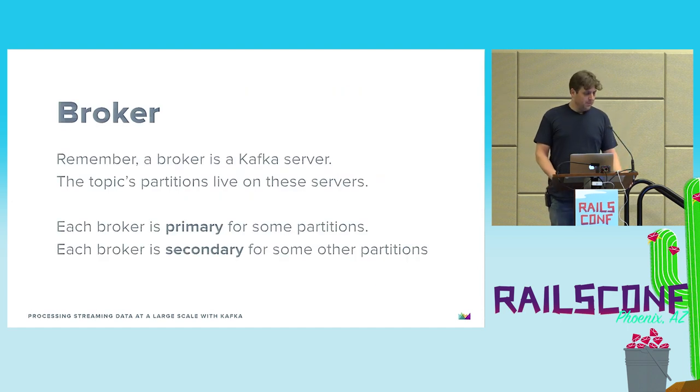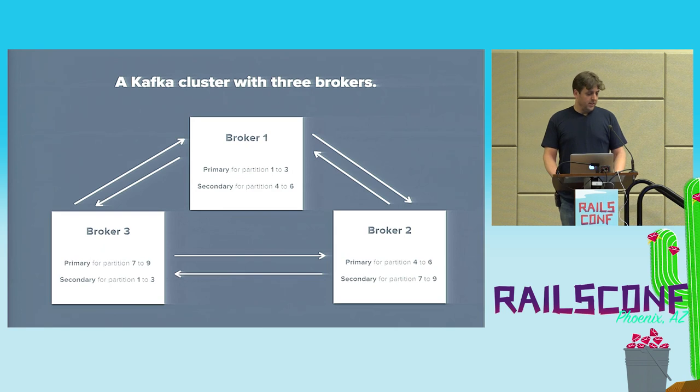So next up is the broker. A broker is the Kafka server, and the partitions and the messages live on these servers. And a broker is always the primary for some partitions and secondary for others. And that looks like this. So say we have three brokers. Broker one will get 1 to 3 as primary. Broker two will get 4 to 6. Three will get 7 to 9. And actually, all these brokers will be secondary for another broker's primary partitions.